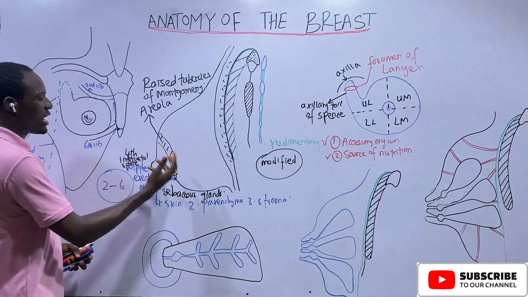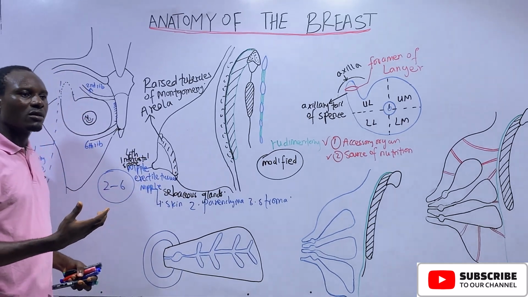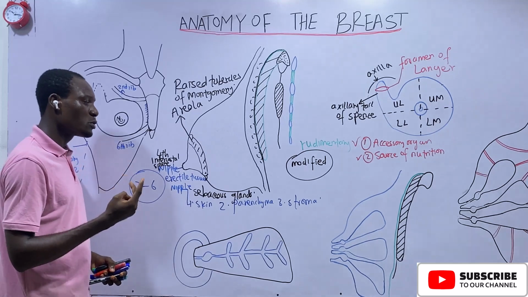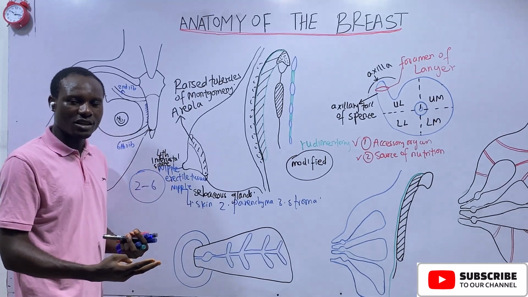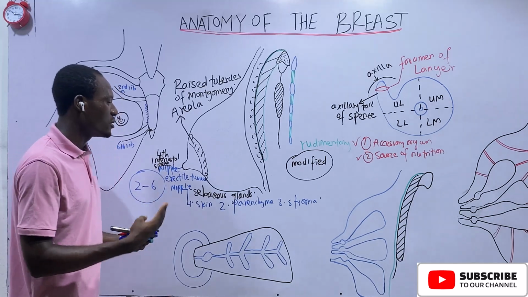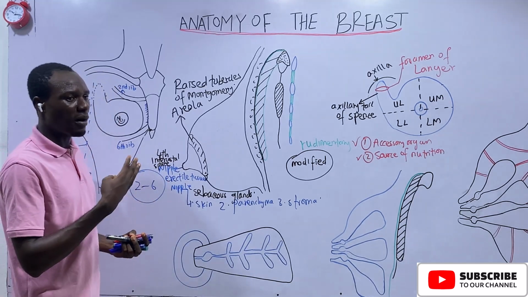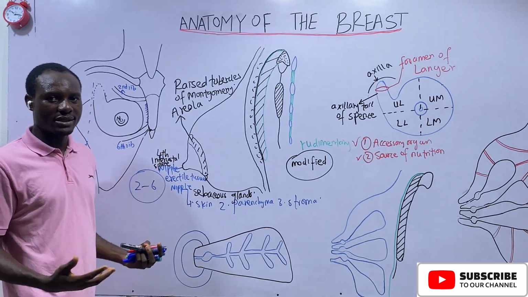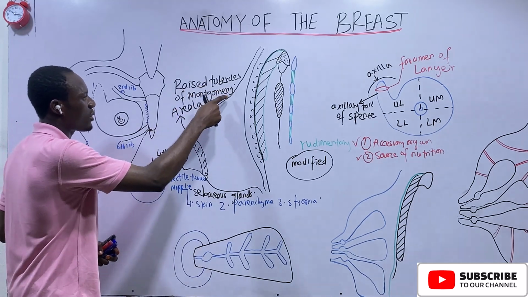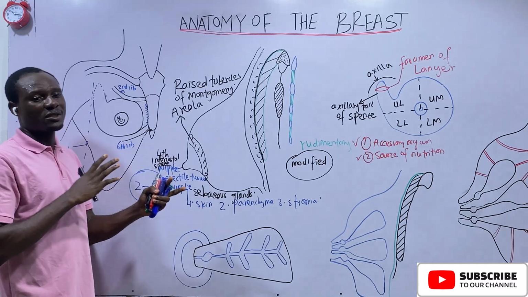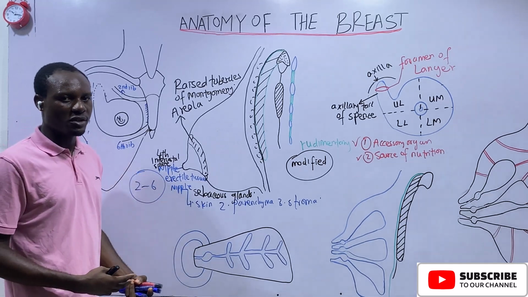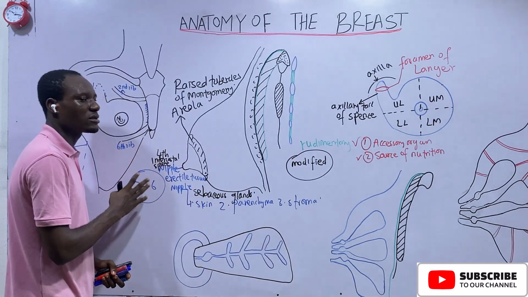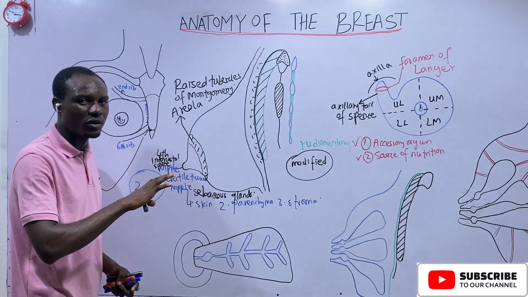Important points to note about the areola. Number one, it is the dark or highly pigmented portion of the skin that surrounds the base of the nipple. Number two, it contains sebaceous glands. Number three, the sebaceous glands help to lubricate the nipple itself. And then number four, during pregnancy or lactation, these sebaceous glands become very raised, and they are called the raised tubercles of Montgomery, because they were described by Philip von Montgomery. Okay, good. These are the two most important things you should note about the skin of the breast.